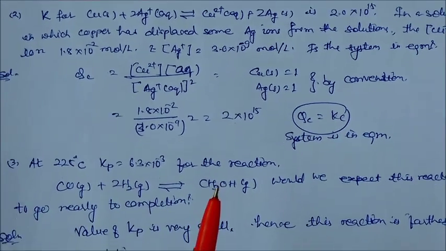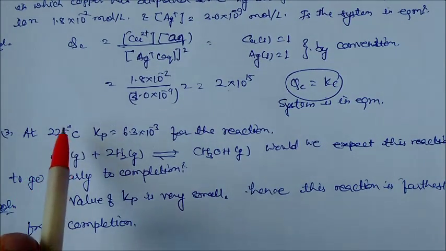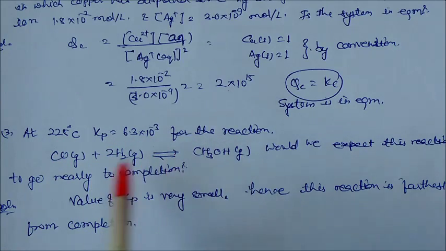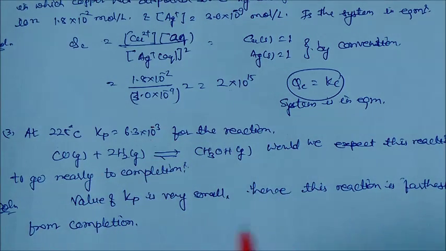Now the third example. At 225 degrees centigrade, Kp has this value for the reaction of CO plus H2 converting to methanol. Would we expect this reaction to go nearly to completion? Can we expect the reaction to go to completion? In this case, the value of Kp is very small, 6.2 into 10 to the power minus 3. So this reaction is farthest from completion. This reaction will not go to completion at all, or you can say these gases are very stable and will not react. So it is not nearly complete. We cannot expect it. These are our answers.